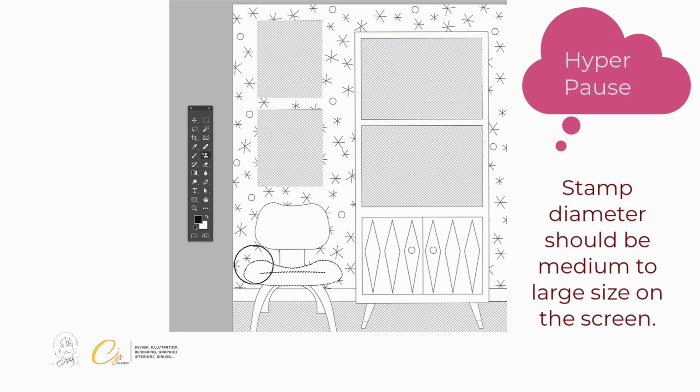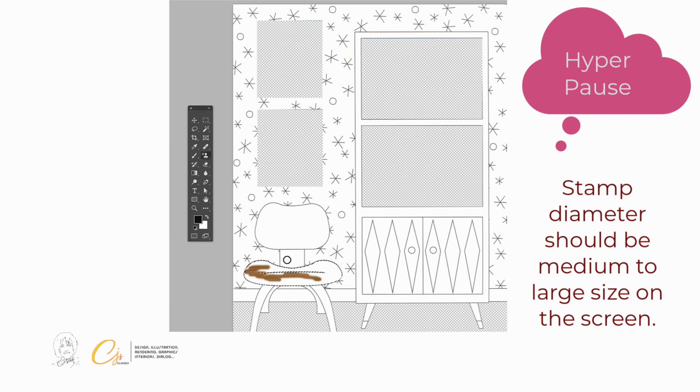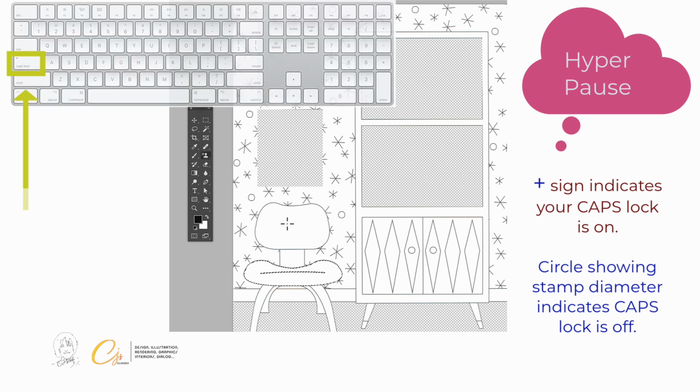Make sure that the pattern stamp has a large enough diameter to place the pattern in just a couple of strokes. What you don't want is a stamp diameter that is too small. If you do not see a circle on your screen, such as mine here, it could be that your caps lock is on. Toggle off the caps lock in order to see the stamp diameter.